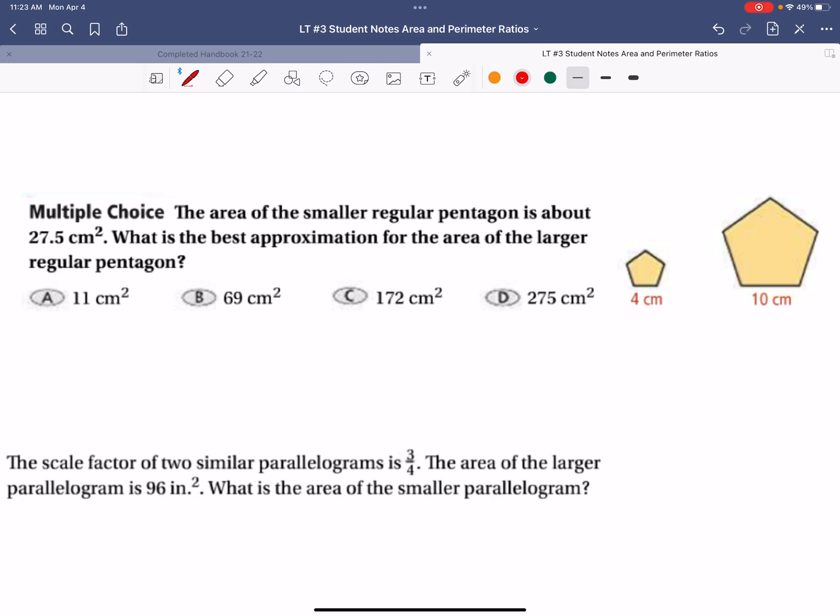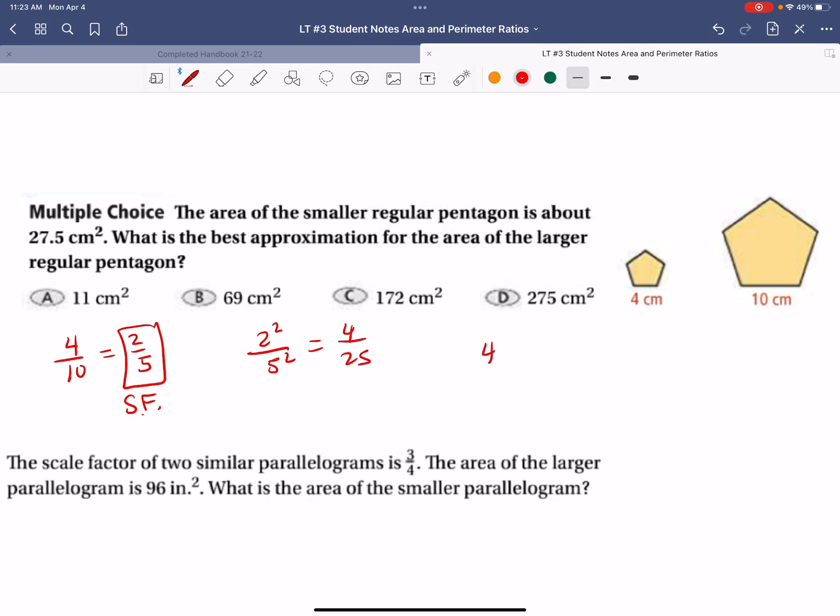The area of the smaller pentagon is about 27.5 centimeters squared. What's the best approximation for the area of the larger? Well, with these two pentagons, I can get the ratio of the sides. So 4 to 10 gives me my scale factor, which is 2/5. I know that the ratio of the areas will be 2 squared over 5 squared, which is 4 to 25.